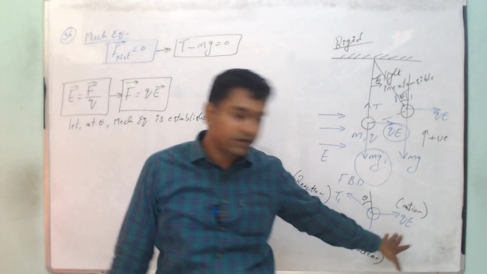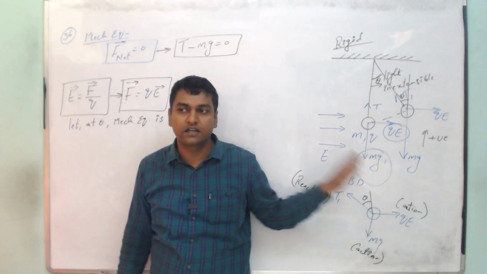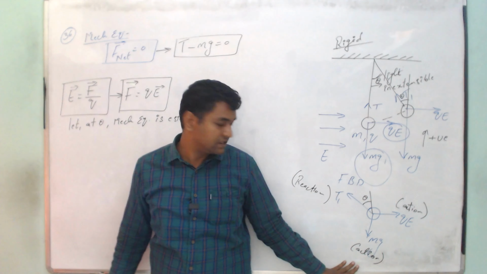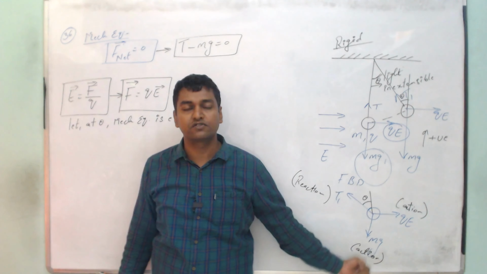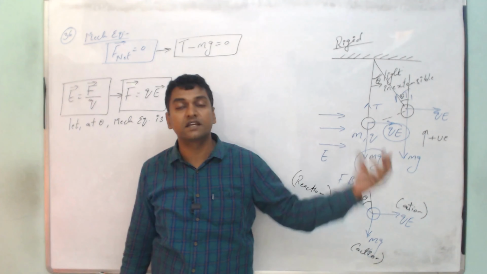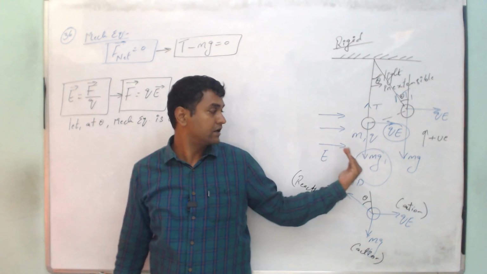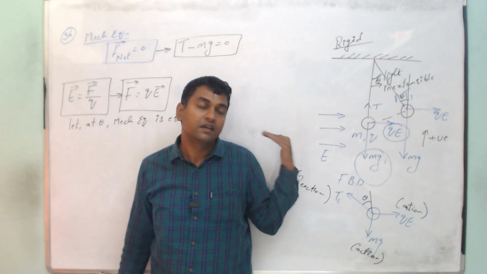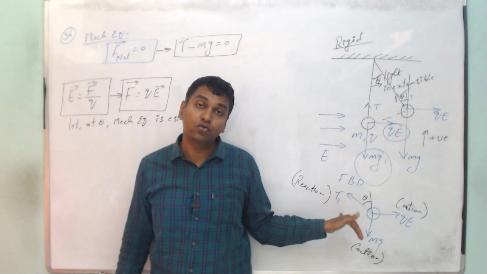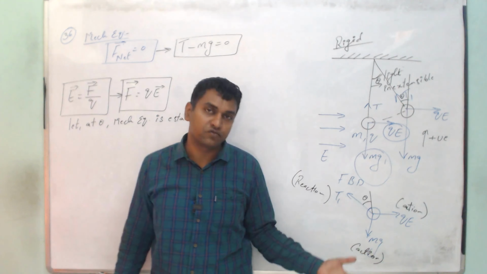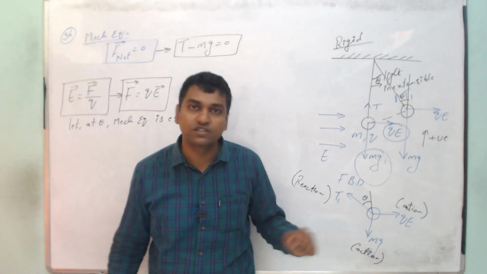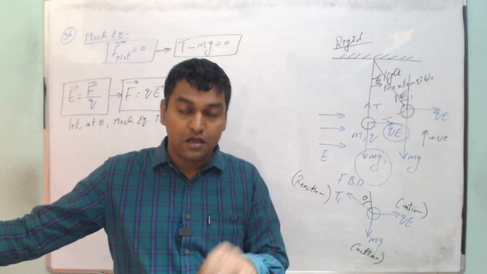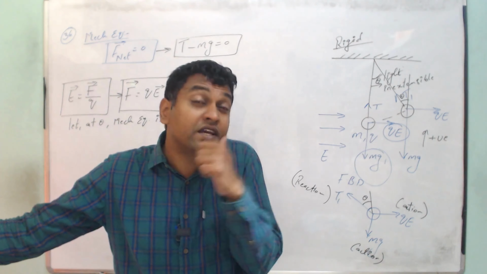So, QE electrostatic force is an action force. It is acting because of the external electric field. Mg is an action force, gravitational force. It is acting due to Earth's gravitational field. Right? Tension T1 is acting as a reaction force because of these two action forces. समझ में आ रहा है? Now how much tension will be created, ये भी तो है.